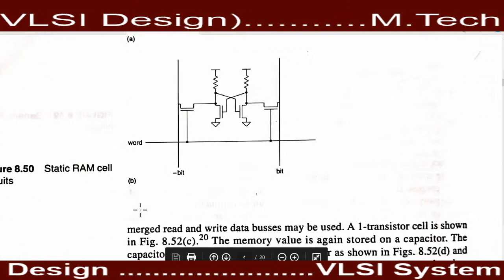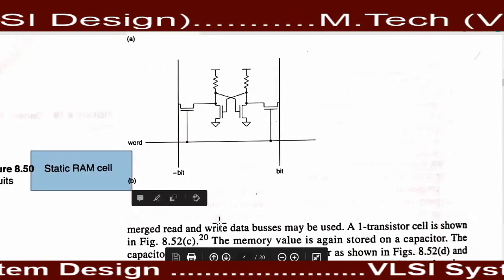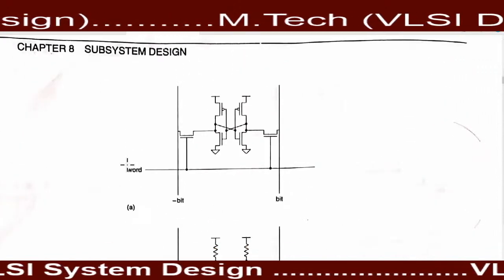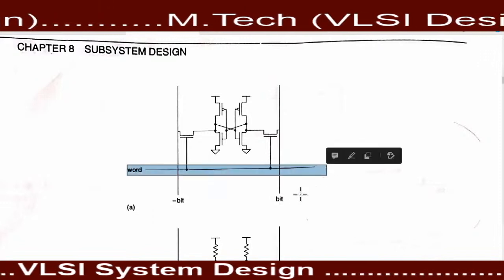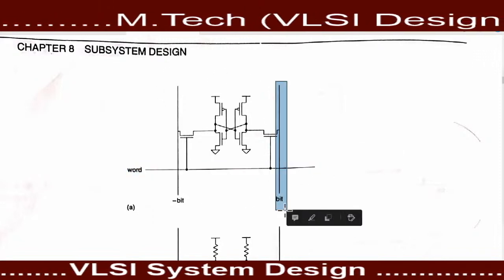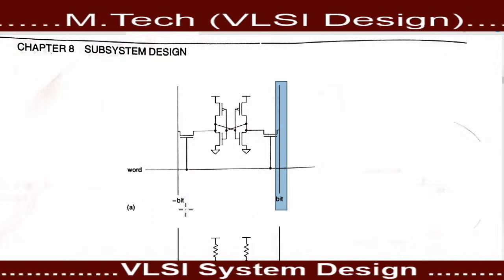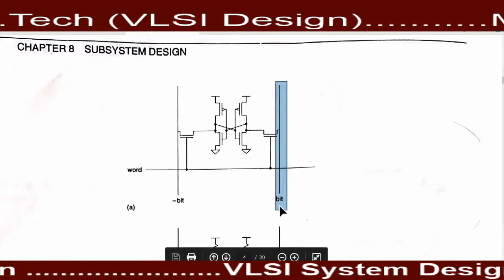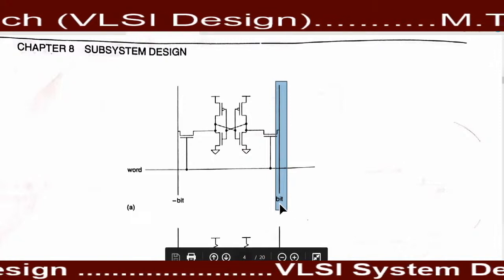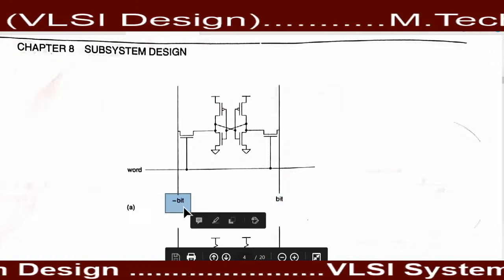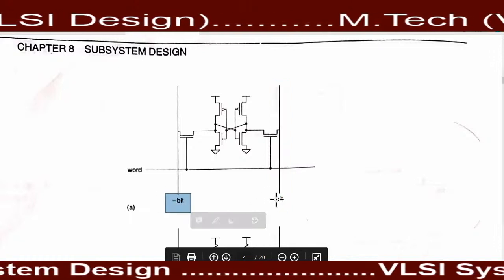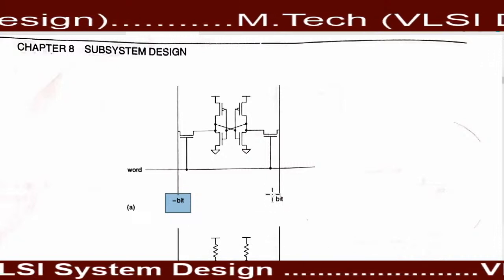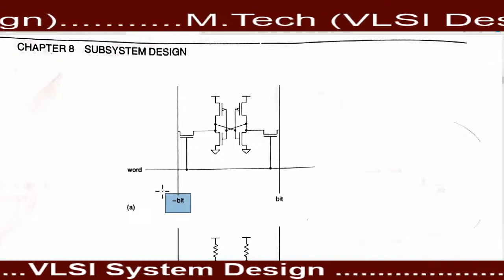One static RAM cell circuit is shown here. Here, the word line is presented horizontally, and the bit line is presented vertically. The minus bit is nothing but bit bar. So the output that we find from this end and the output that we find from this side are complements of each other. That's why if I'm writing the bit at this end, we need to write bit bar at the other end.